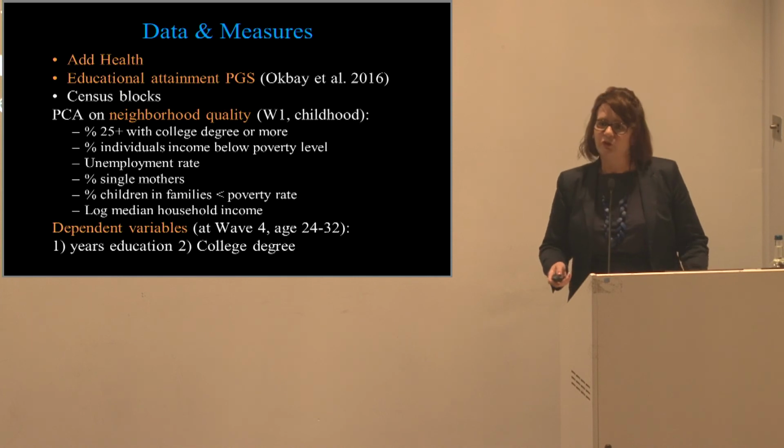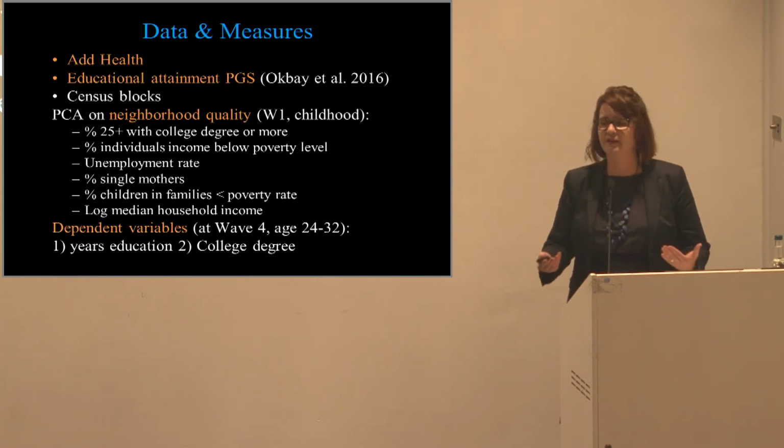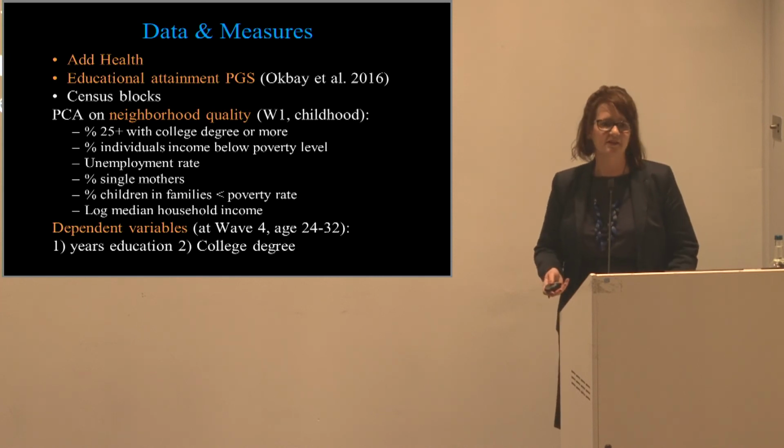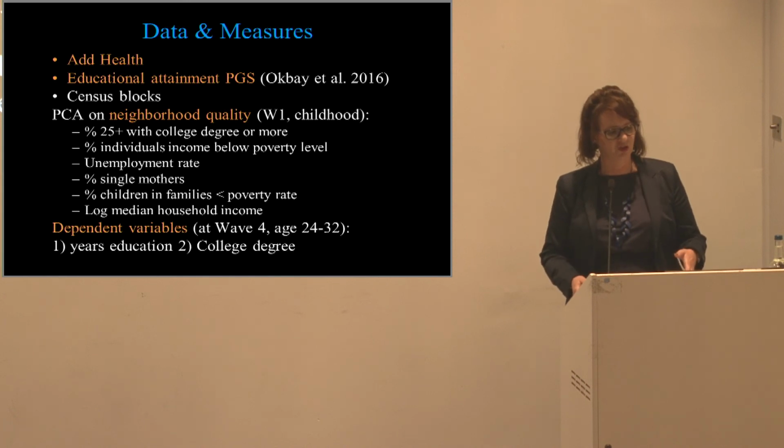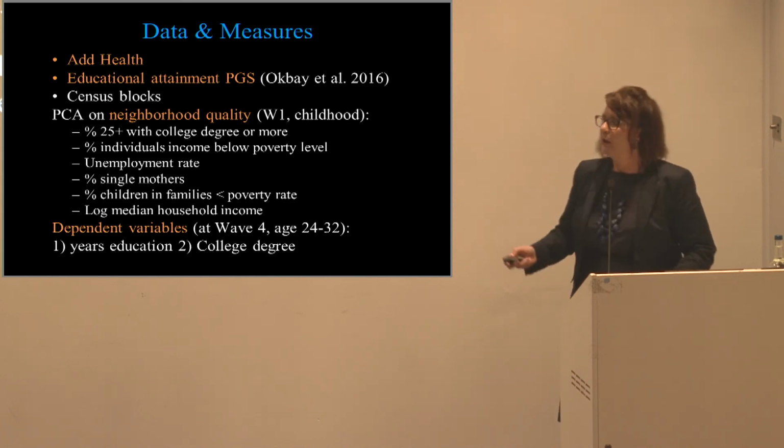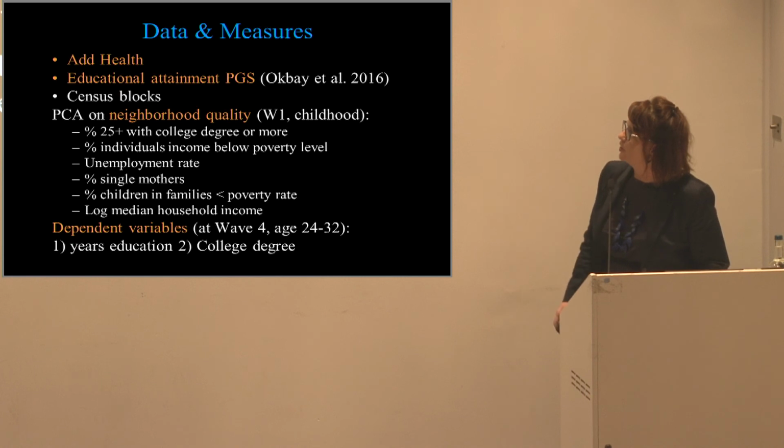We used AdHealth, which is also around 10,000 cases, and you have to apply for it, but you can get that data quite easily. It's got 5 different waves, starting with children. It's in the US. And we used the Educational Attainment Polygenic Score. And we did a principal component analysis on neighborhood quality by some of these different indicators.